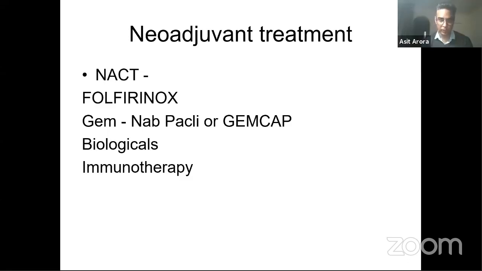Right. So that is what I wanted to hear, that we will go the extra mile to give modified FOLFIRINOX to our patients if possible, right? Yes. Okay. So do you have any experience, and are you aware of any data on the use of biologicals or immunotherapy? I've heard some wonderful response.